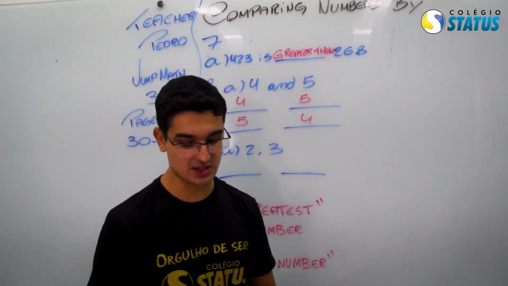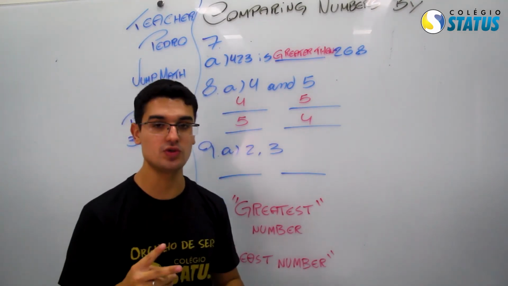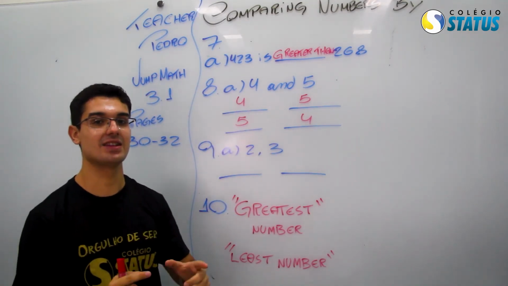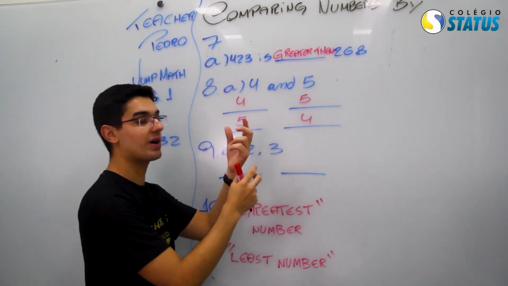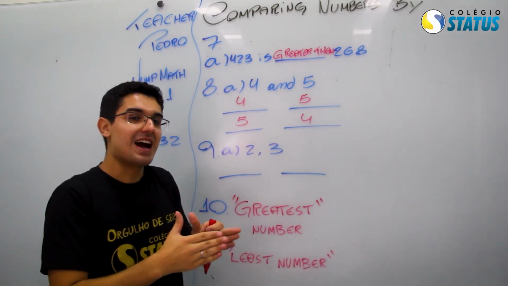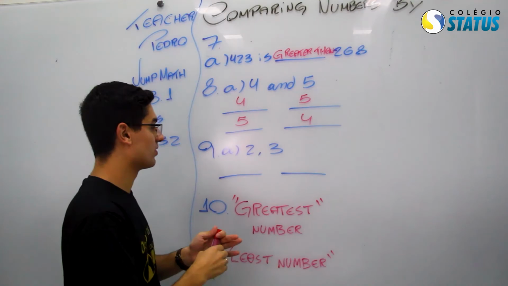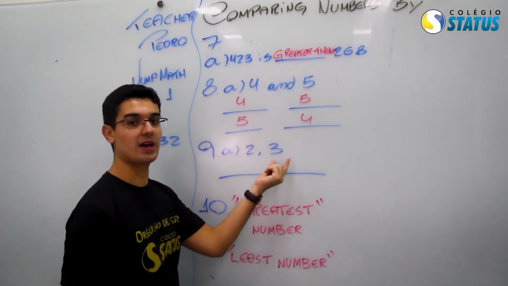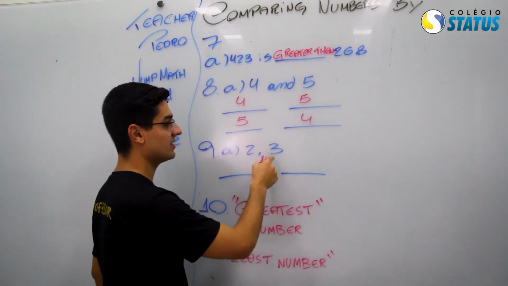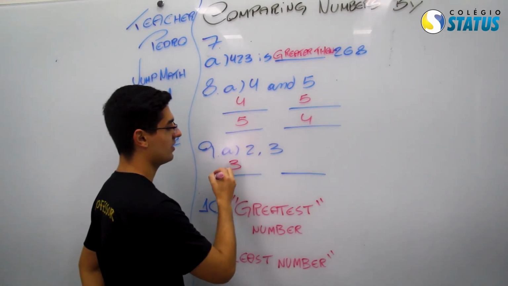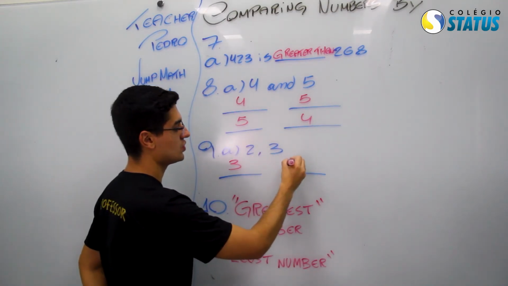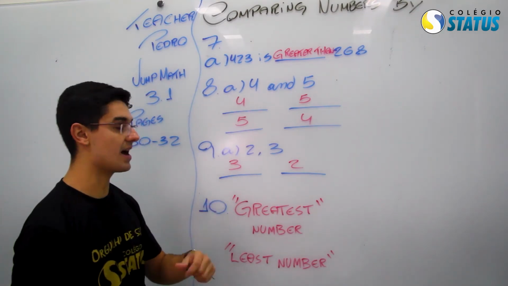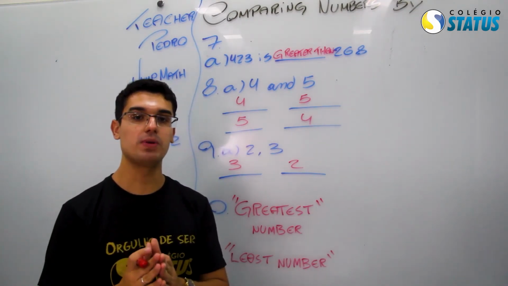Use both digits to write the largest possible two-digit number. Now we have to use this to make the largest number. Agora a gente tem que usar esses dois algarismos para formar the largest number, para formar o maior número. So here, what number I put here? Qual número eu coloco aqui? The greatest number, o maior número. In this case, 3, and then we just can use 2. 32. Okay? In exercise 10, you have to complete the table.